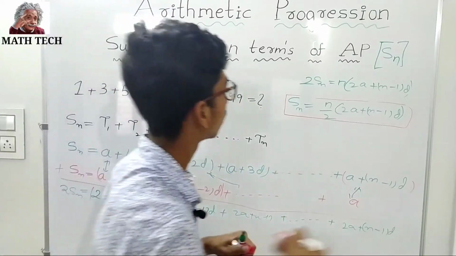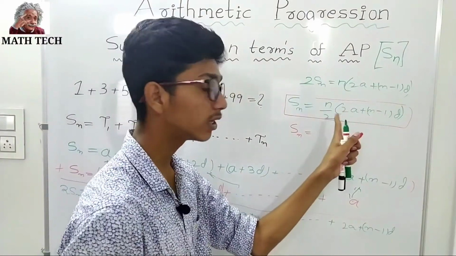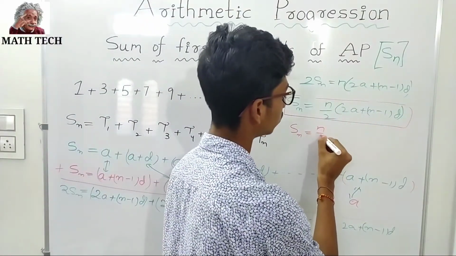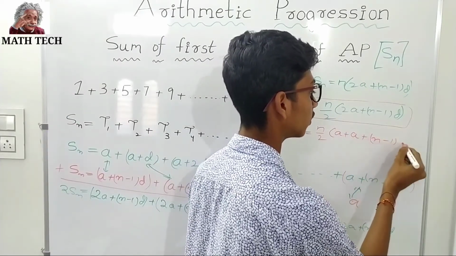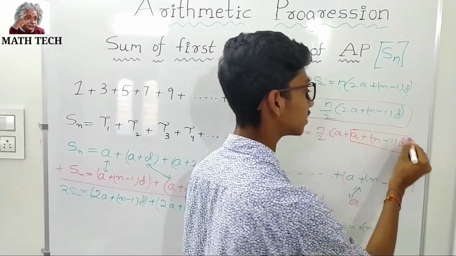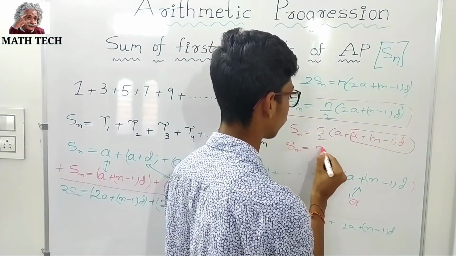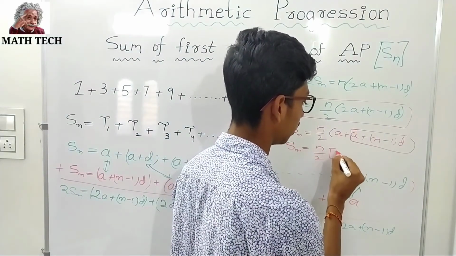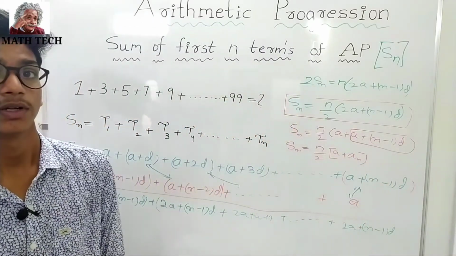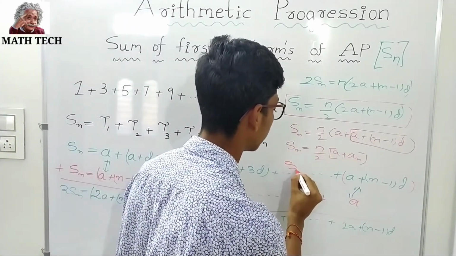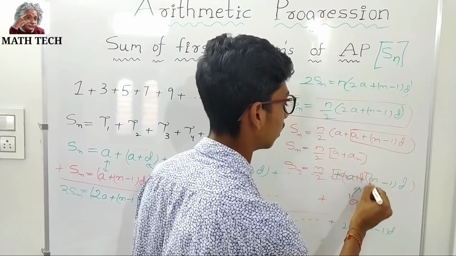We can write it in another form. Sn is equal to n by 2 into A plus A plus n minus 1 into D, where 2A is A plus A. So A plus n minus 1 into D is An, that is the nth term. So Sn is equal to n by 2 of A plus An. What is An? The nth term, that is the last term. So Sn is equal to n by 2 of A plus L.